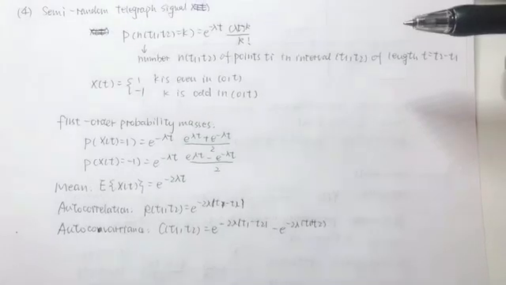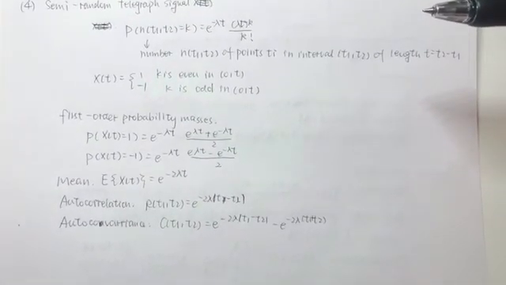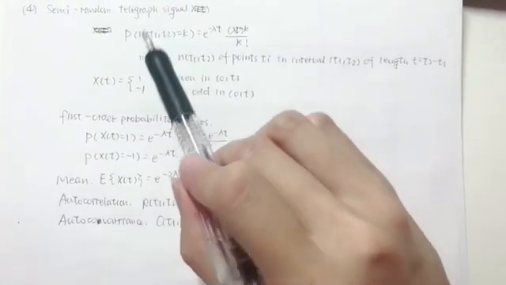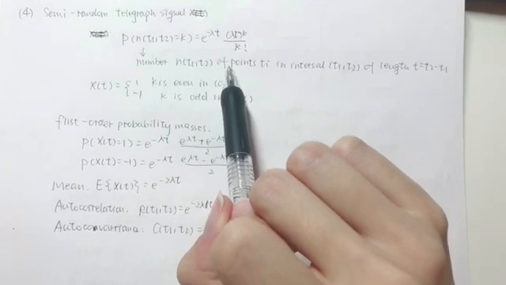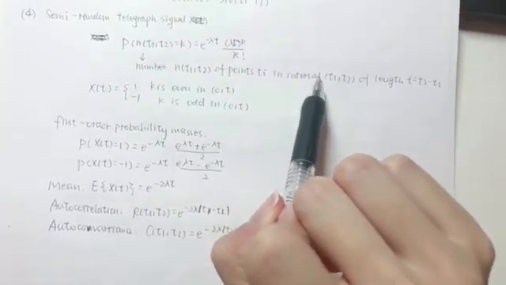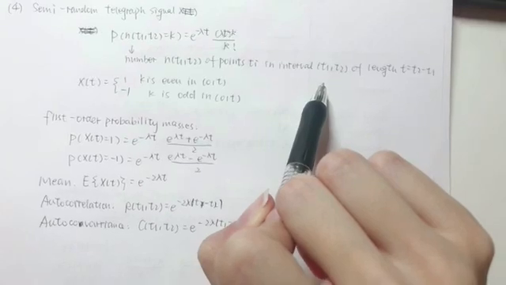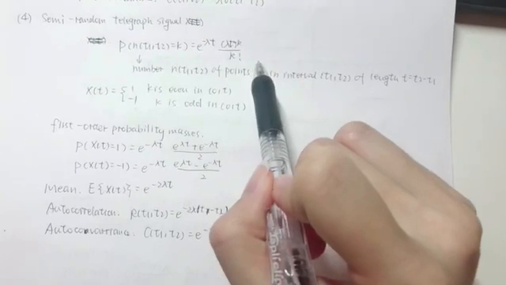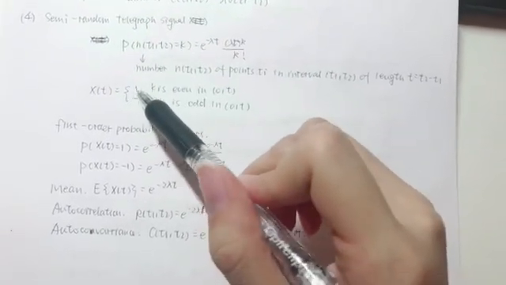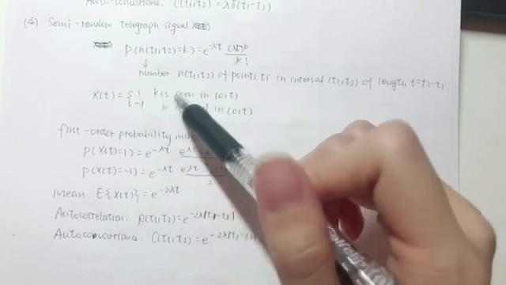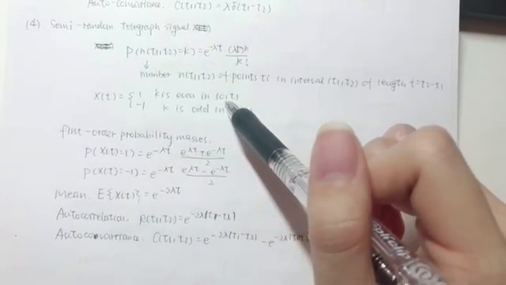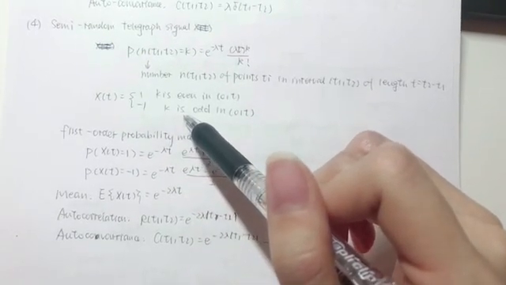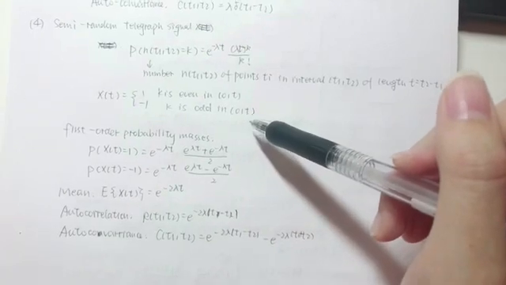Suppose x of t is based on the Poisson points, and the number of the points in the interval between t1 and t2 is a Poisson random variable with this expression. x of t equals 1 when k is an even number in 0 to t, and x of t equals -1 when k is an odd number in 0 to t.